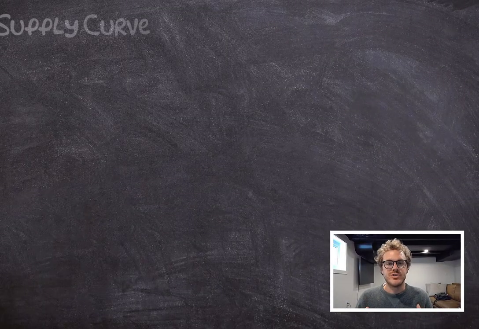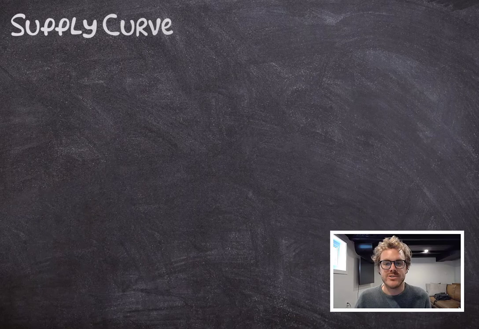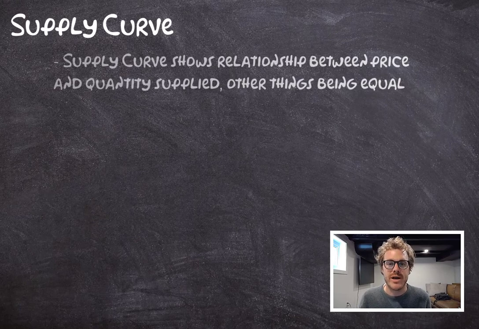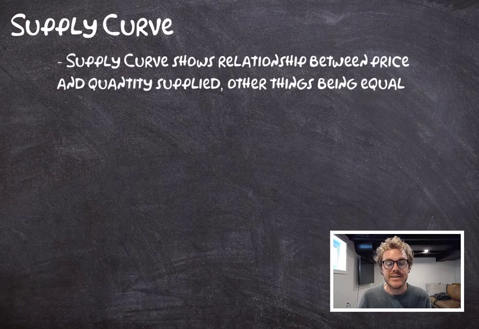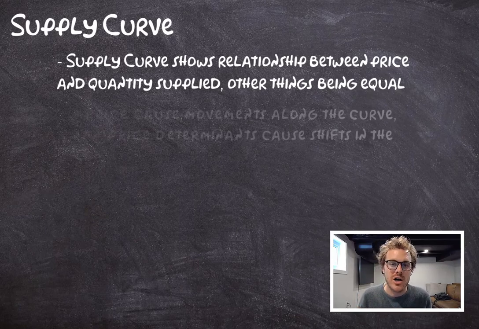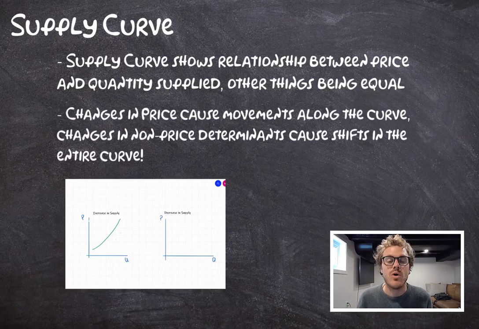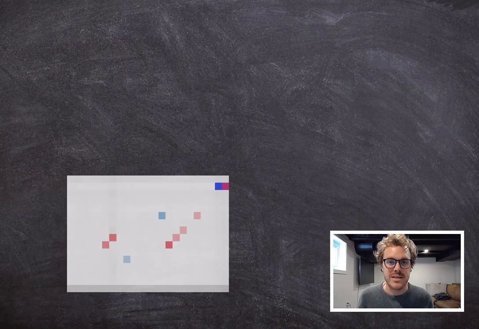So just like the demand curve showed the relationship between quantity demanded and price holding all else constant, the supply curve is going to show the relationship between quantity supplied and price holding all else constant. And again, changes in price are going to be movements along the supply curve, while changes in non-price determinants of supply are going to shift the whole supply curve. So when we say that supply is going down or supply is going up, we're talking about the whole curve shifting. So for instance, an increase in supply is an increase in quantity supplied for each price level. A decrease in supply is a decrease in quantity supplied at each price level.